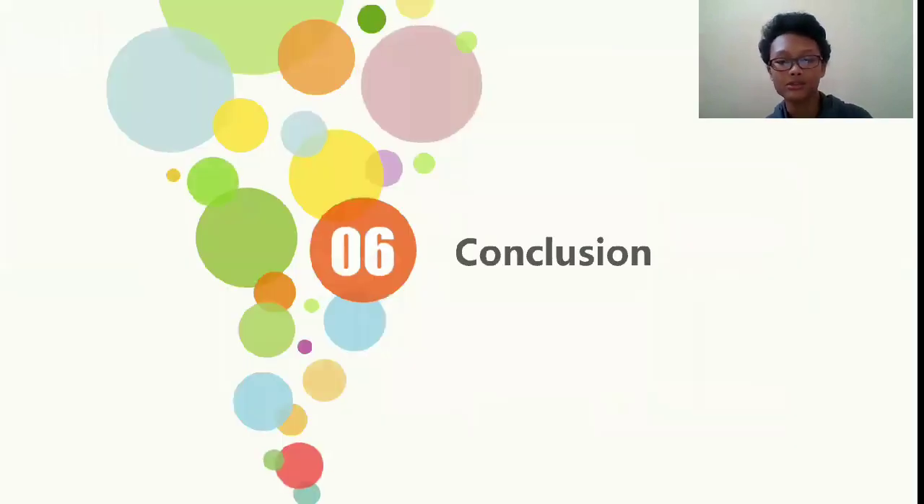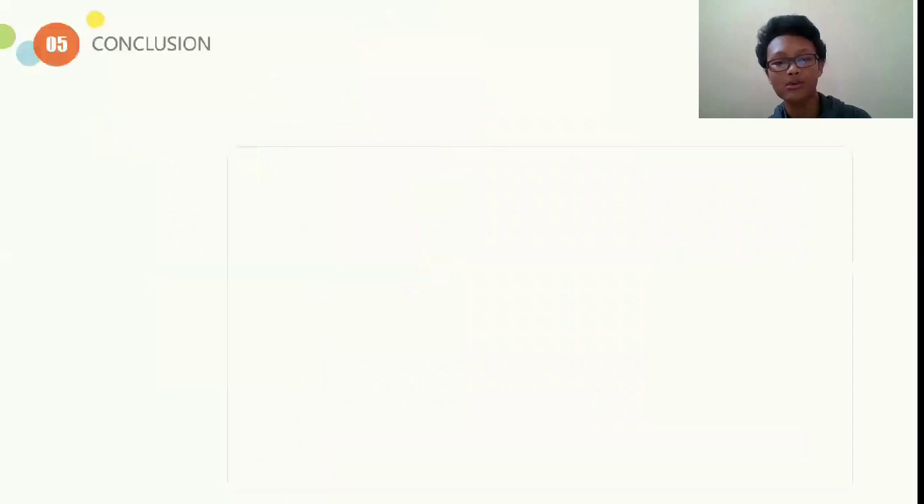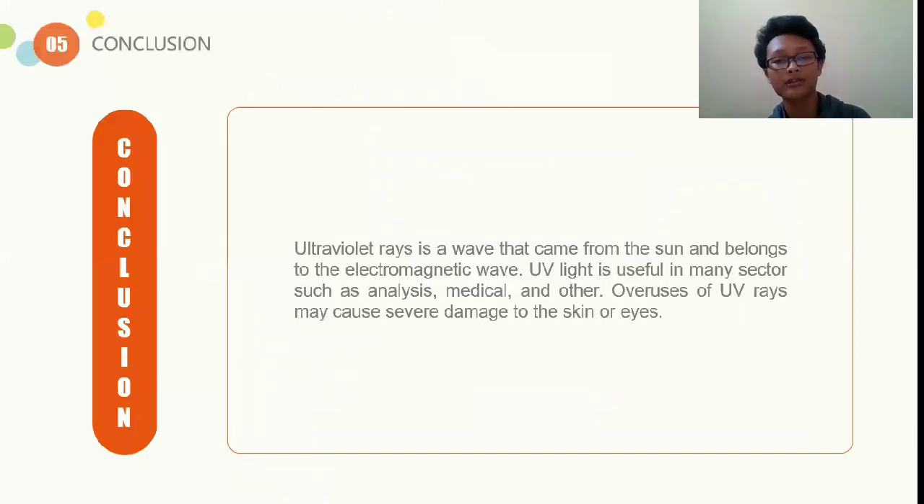And the last is conclusion. So the points are: ultraviolet rays are waves that come from the sun and belong to electromagnetic waves. UV light is useful in many sectors such as analysis, medical, and others. Overuse of UV rays may cause severe damage to the skin or eyes.